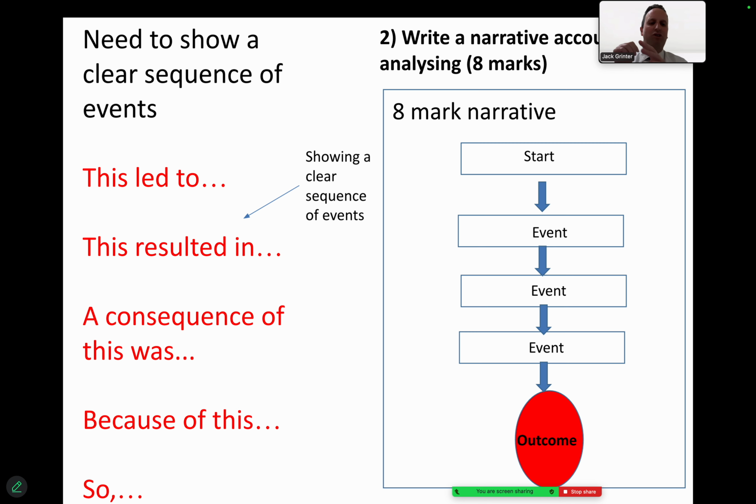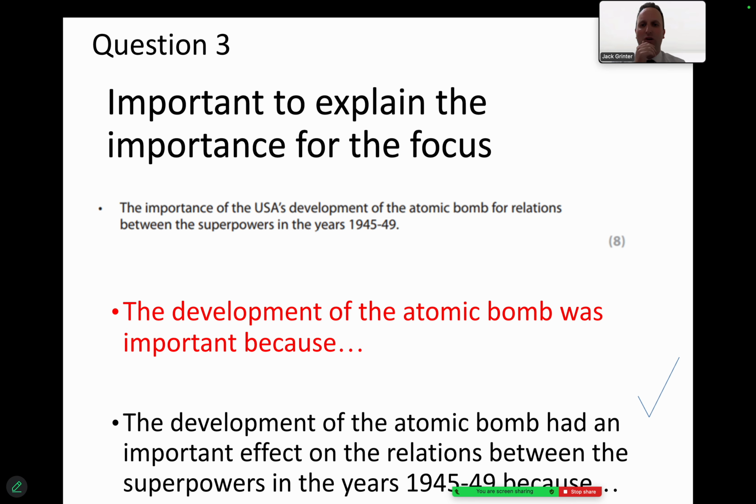But with this, you're judging your level of historical knowledge, but also how well you show a clear sequence of events. Okay, so with this one, it's a little bit like you're telling the story of what happened involving that area, but it has to move beyond being descriptive because you do need to show what happened in terms of a sequence of events. So this led to this, and I'll talk more about that later on as well.